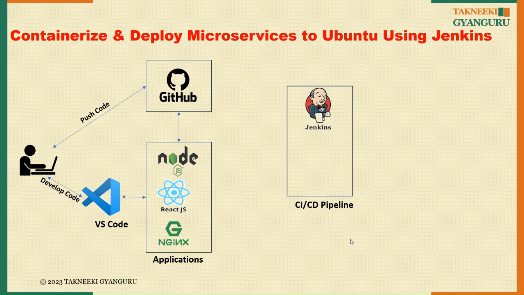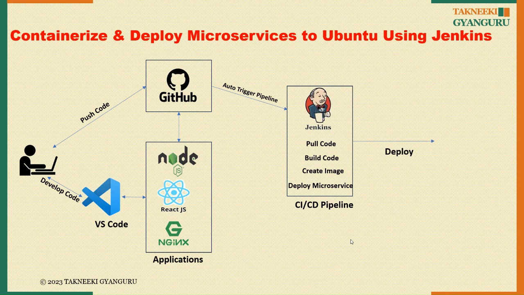Right. So once it is done, today we will build a pipeline that will pull the code, build the code, create the image, and deploy the microservice to the environment. Right. So it can be auto triggered, but today we will not go to the auto trigger. It will be manually triggered for today, and this will deploy.